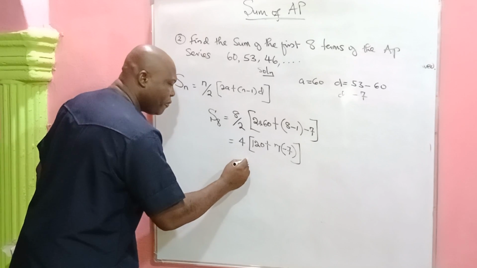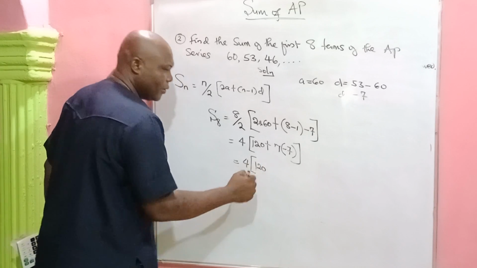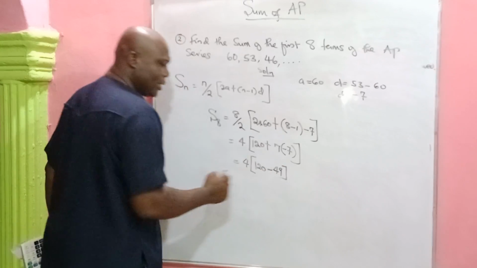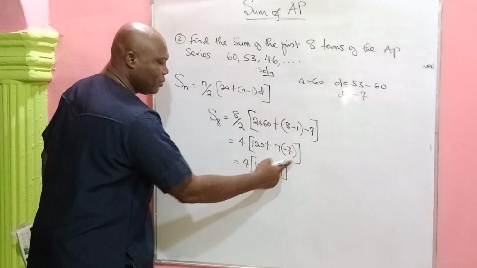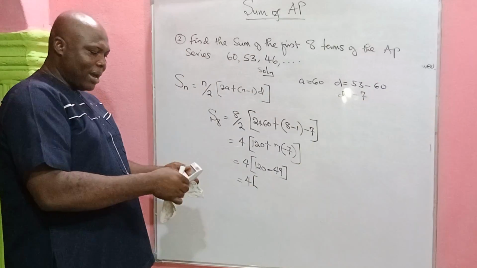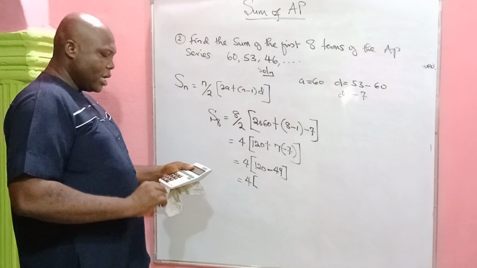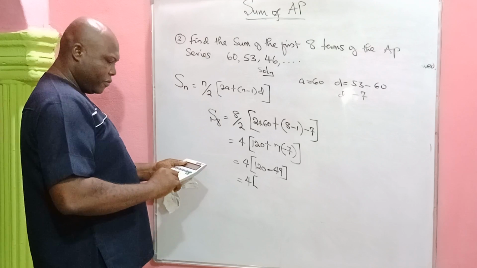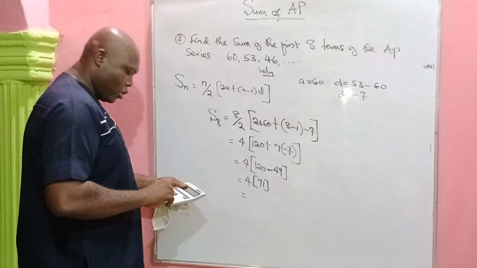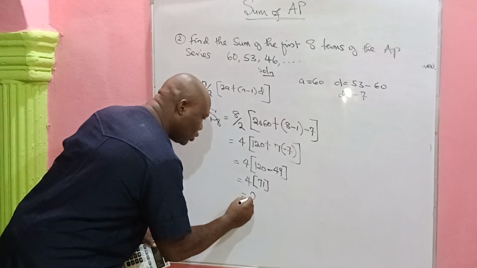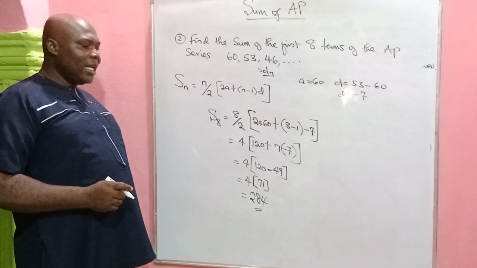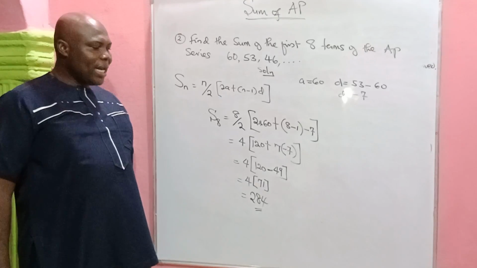So we are going to have 4 into 120. 7 times a negative 7 will give us minus 49. Alright? So we have a minus sign here. This times this will change this sign to be negative. So we are going to have 4 times 120 minus 49, which is 120 minus 49. So we are going to have 71. Then we can now multiply 4 times 71, and that gives us 284. It therefore means that the sum of the first 8 terms of that AP series will give us 284.